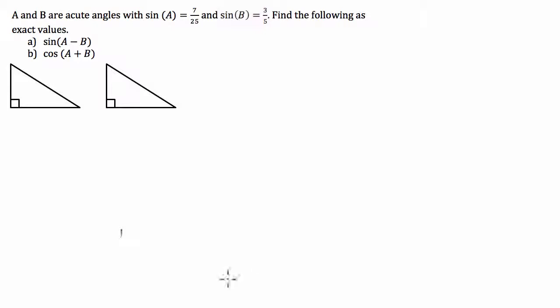To start with, I'm going to write down what we're going to need to work out the sine of A take B. This is our first trigonometric identity. The sine of A take B is going to be equal to the sine of A times the cosine of B, also take the cosine of A times the sine of B.